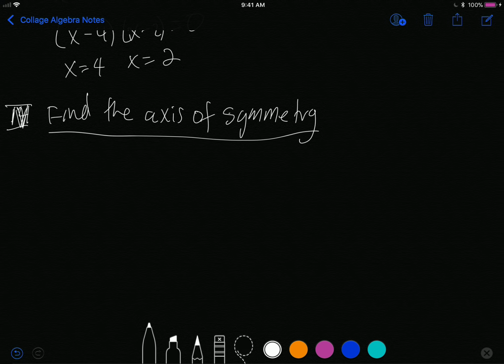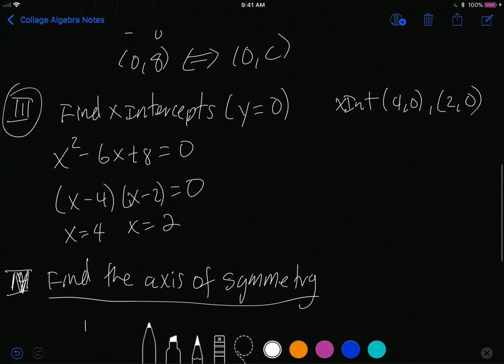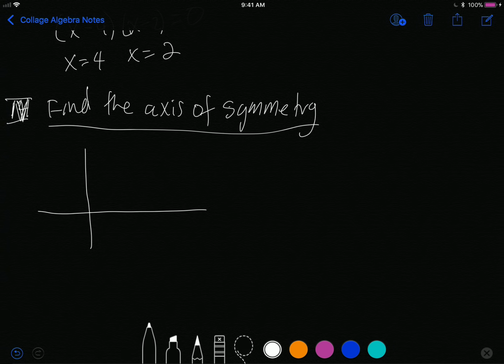Now, there are several ways of finding the axis of symmetry. The simplest way is to use the knowledge we have already. I know my parabola opens upwards, and it has an x-intercept at 2 and an x-intercept at 4. And it goes like this. A parabola. It's a bell-shaped curve. It's opening upwards. I know all of this right here.